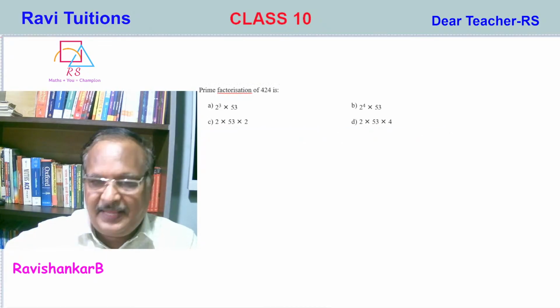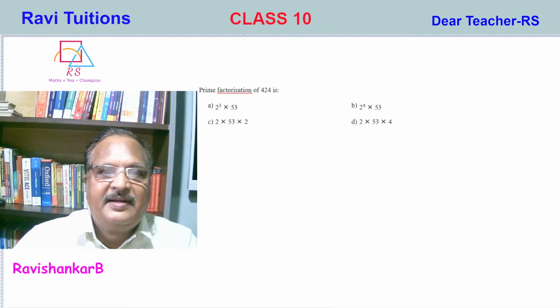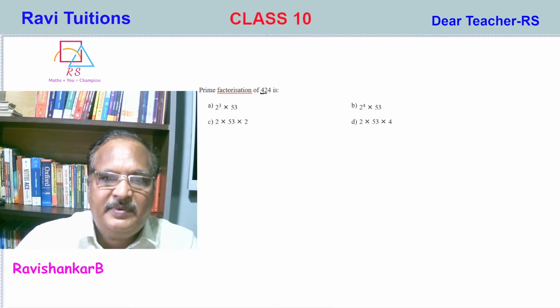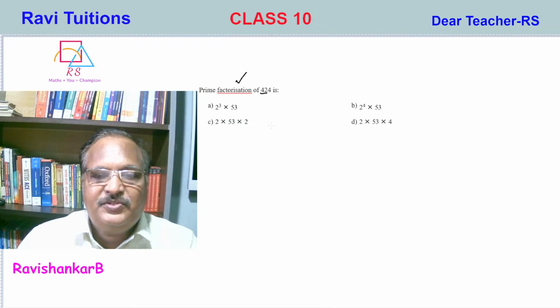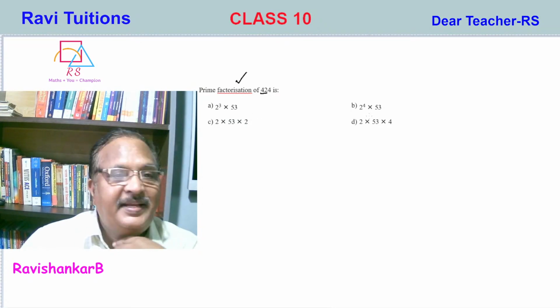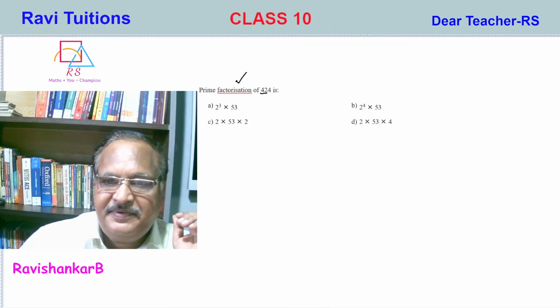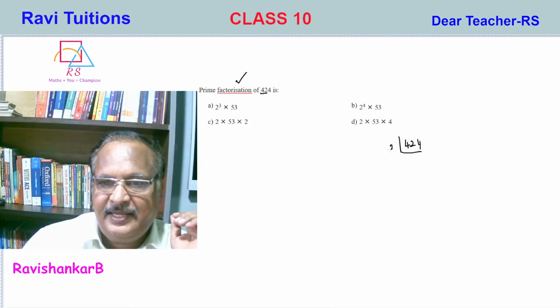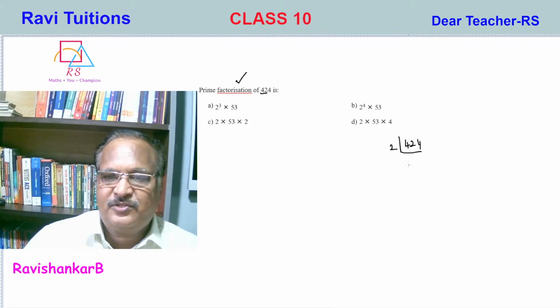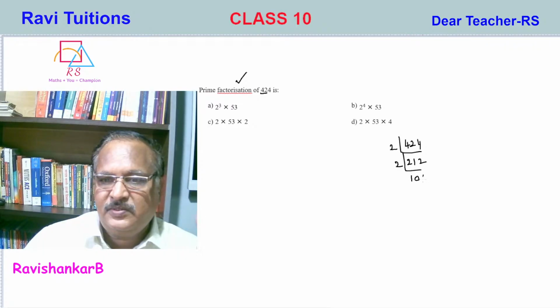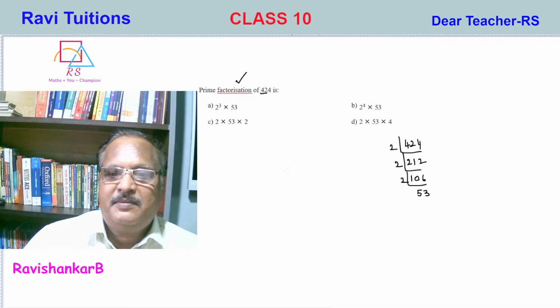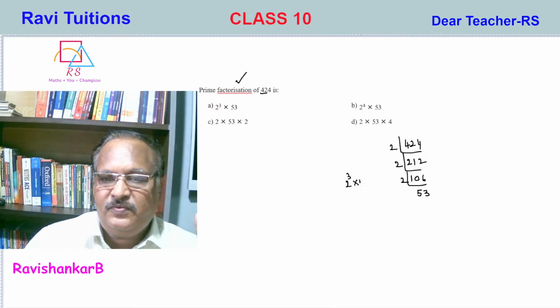Regarding the prime factorization. Prime factorization of 424. Everybody should be aware of prime factorization. So now here you just see, you can eliminate directly, right? Anyhow, we will do it. 424, you take any prime number. 2 is the first prime number. So 2, 212. Again 2 will go, 2, 106. Again 2 will go, 53. 53 is a prime number. So it is 2 cube into 53.